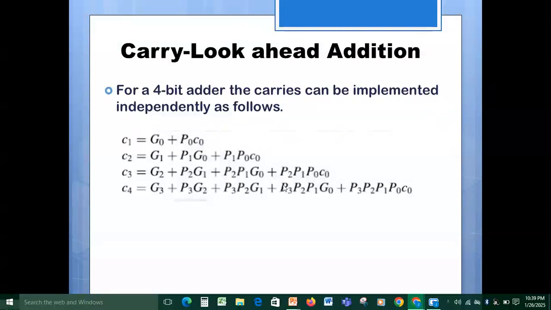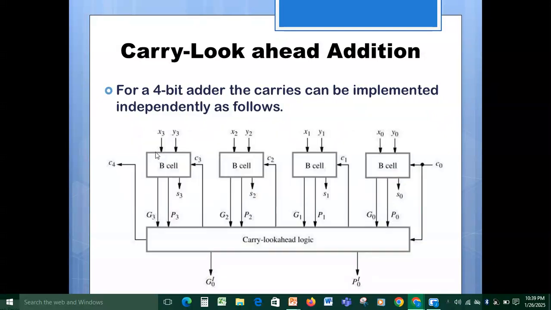If I see the C3 equation also: G2 plus P2 G1 plus P2 P1 G0 plus P2 P1 P0 C0. So the C3 equation depends upon C0 and the propagate and generate bits only. It is not at all depending upon the previous stage carry. So by using this equation with generation and propagation bits, we made the four carries independent. The bit stage cell shown here is called the B cell.